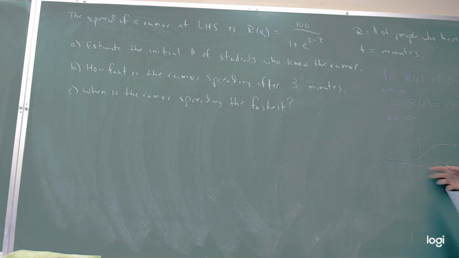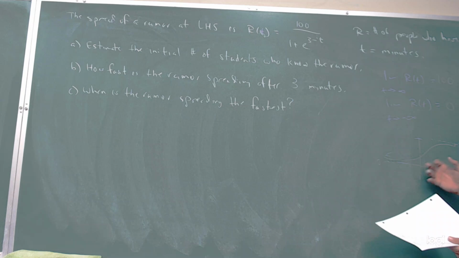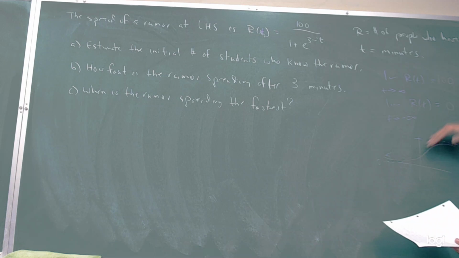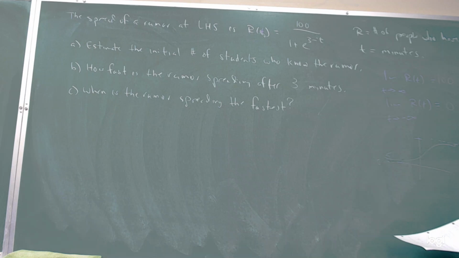This logistic growth is supposed to be a better model for growth functions than just exponential, because very few things can grow exponentially forever. This shows exponential growth initially, and then it levels off. This is sometimes called the carrying capacity, the maximum sustainable population, or in this case, the maximum number of people who could hear this rumor.